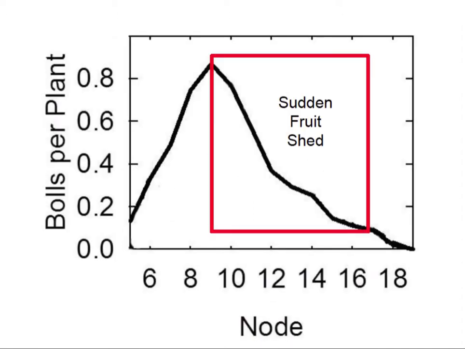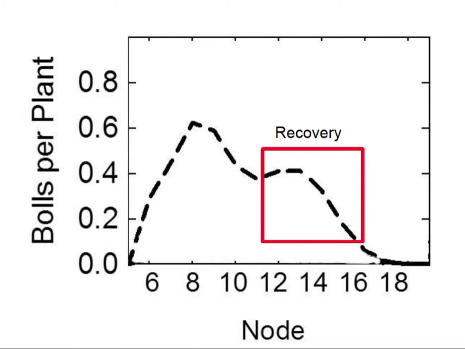If you have a plant that you stress heavily at first flower, you have the sudden fruit shed and you see this dramatic drop off in the number of bolls. You'll see bolls per plant. That doesn't mean that each plant has 4/10 of a boll. That means that 4 plants out of 10 are going to have a boll on them. And sometimes you can actually see some recovery based on a stress period here and then increased irrigation or rainfall here, and the plant starts to recover a little bit.